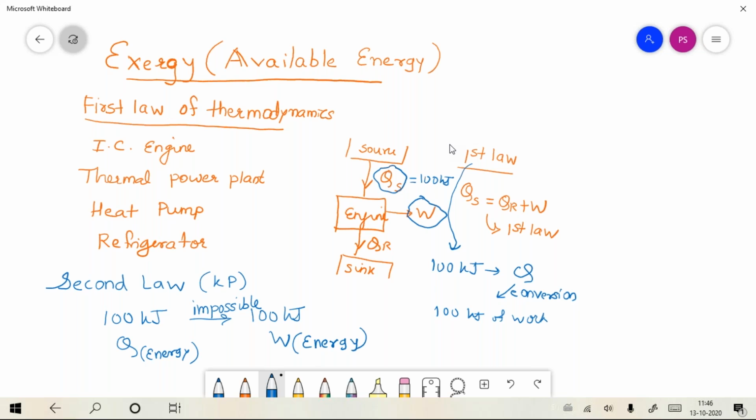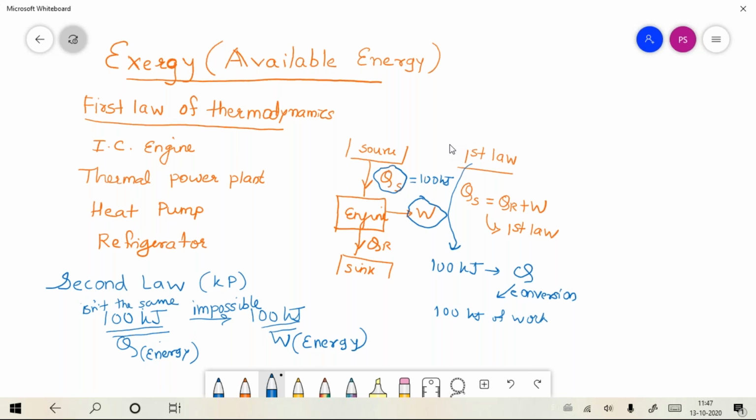Now if you think deeper, why is that so? Why can you not convert 100 kilojoules of heat, through some mechanism, through some engine, to 100 kilojoules of work? The reason must have to do with the quality of energy. It means that though this is 100 kilojoules of heat and though this is 100 kilojoules of work, this 100 kilojoules of heat isn't the same as the 100 kilojoules of work.